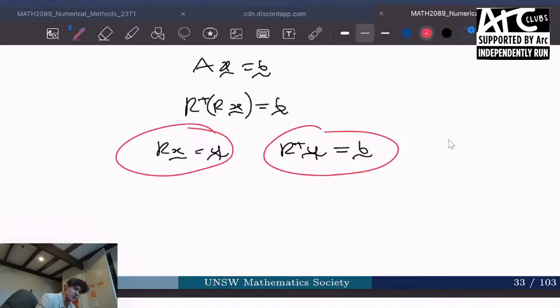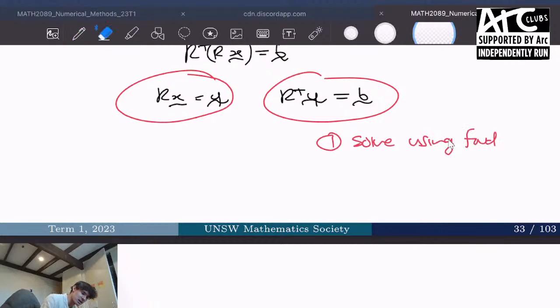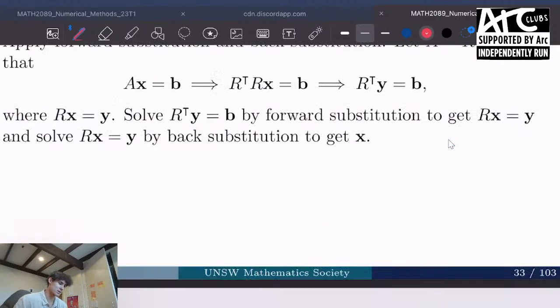So now how do we actually solve the linear system? Well, we solve this one first, using forward sub. The reason why we're using forward sub again is that R^T, that's R transpose, is a lower triangular matrix. So we use forward sub. And then solve this one using back sub. And then we'll be done. So that's how it's done.